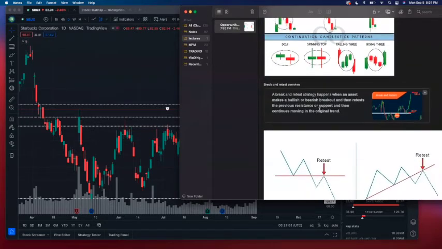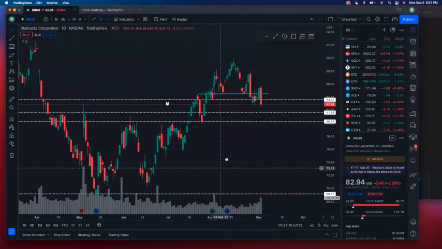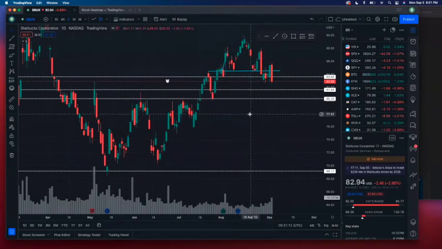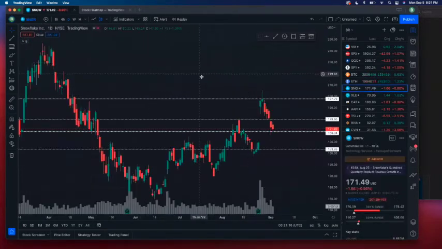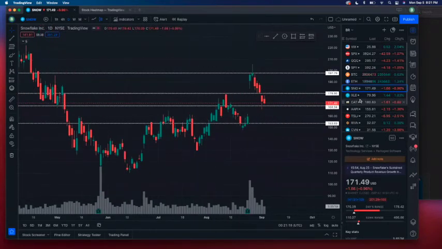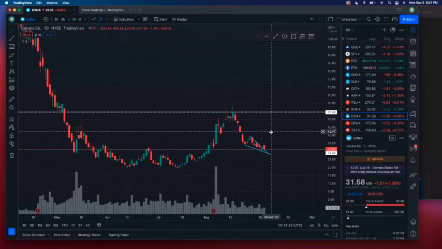So the next part I want to go over real quick with you guys is the break and retest overview. How I use these candlestick patterns is at support and at resistance, but I'm going to go over how I actually go about trading these. A good example that I like to use, Carvana is a good looking one. Okay, so this is on my watch list.